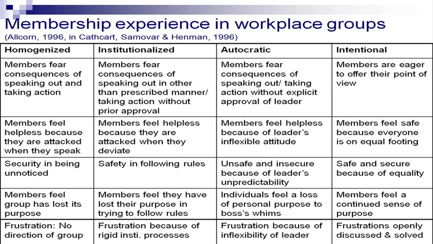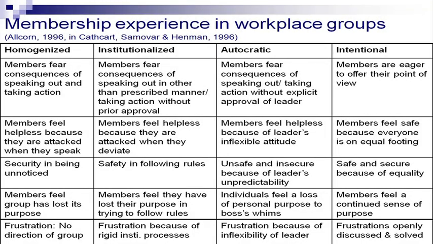In a homogenized group, people feel frustrated because the group has no direction, they've lost their sense of purpose, so they feel uncomfortable continuing to be a part of that group. In an institutionalized group, the frustrations occur because of rigid institutional processes. You can't stray too much away from the rules, you have to stick to the rules and do everything as per rules whether they make sense to you or not. In an autocratic kind of group, members feel frustrated because of the inflexibility of the leader. The leader is very rigid.